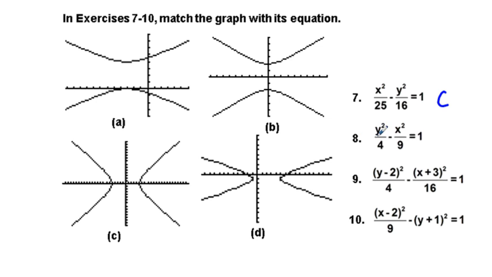Okay, next, 8. We have y squared over 4 minus x squared over 9 equals 1. So this is going to be a different type. It's going to be a vertically oriented hyperbola along the y-axis. And it's also going to be centered at 0, 0 because we don't have y plus or minus anything for k, nor do we have x plus or minus anything for h. And so the only possibility would be this choice B.